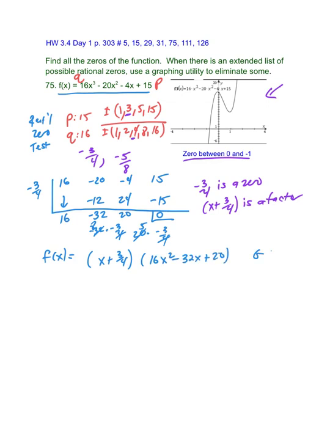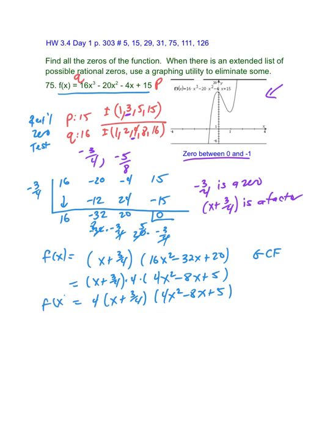I'm going to take out the GCF of the quadratic term. That GCF is 4. So I'm going to factor out a 4 here, and that will leave me with 4x squared minus 8x plus 5. I'll bring the 4 to the front, so that'll be 4 times x plus 3/4 times 4x squared minus 8x plus 5. And this is our function in factored form with linear factors and quadratic factors that can't be factored over the rationals. This is how we would typically factor.